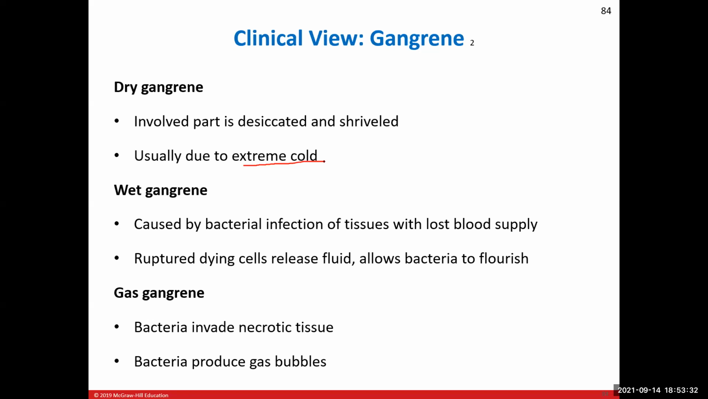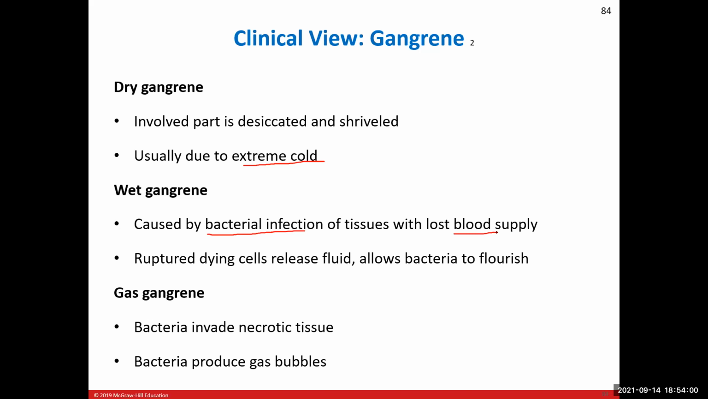Wet gangrene is a little bit different. Now we're going to be dealing with bacterial infection. The bacterial infection will occur in the host tissue there. We no longer have blood going to that area. And so as those cells start to die, they start to release the cytoplasm and the fluid on the inside. Now, part of that, again, we don't go through it so much in this course here.